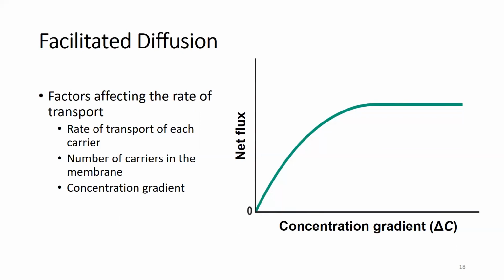Why does that graph now level off? Why do we have that curve leveling off? Why doesn't it increase proportionally the way simple diffusion did? Can anyone think of that?